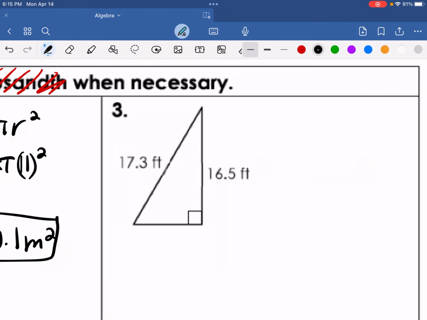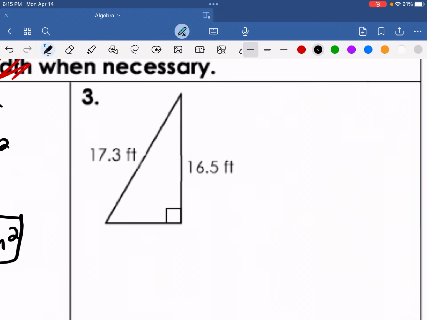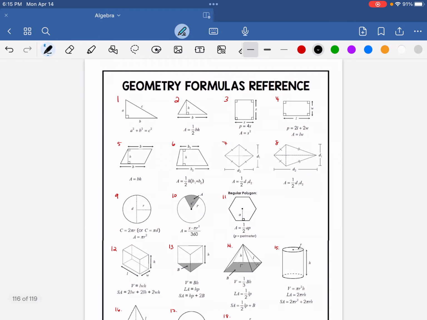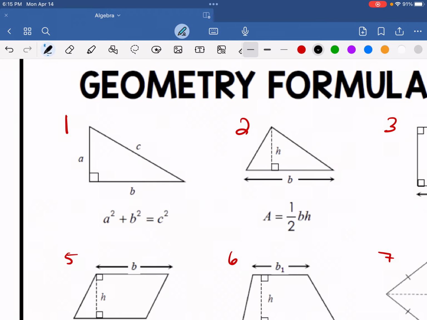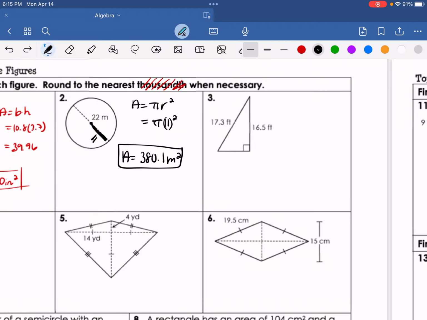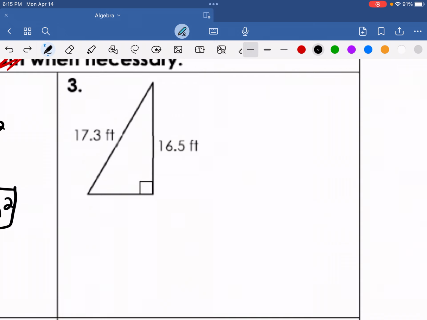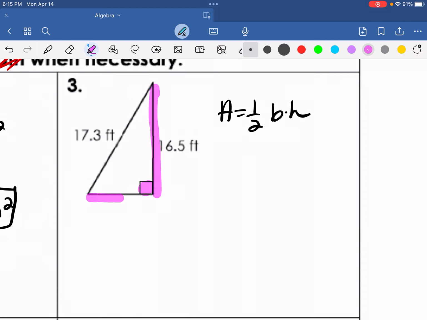Okay, we have a triangle. So again, if we go back to our reference sheet, is it 1 or 2? This is Pythagorean theorem, so it's not that. This is area, the one with capital A. So it's 1/2 base times height. Area equals 1/2 base and height. Again, we want to look at the 90. This is the height, and the base would be the bottom, and it's missing. So we need to find the answer.